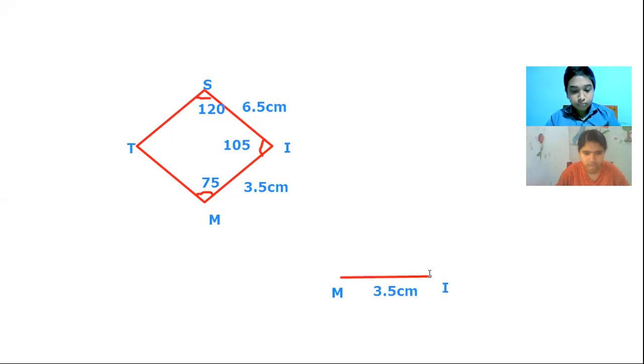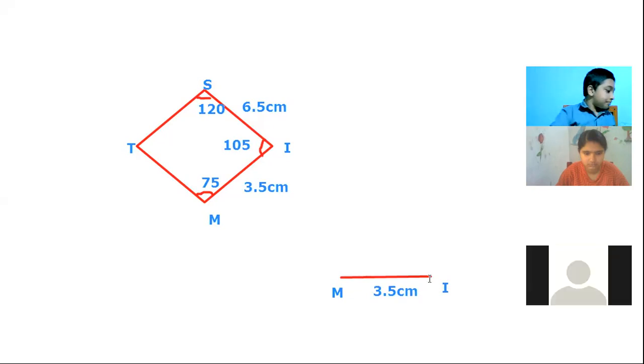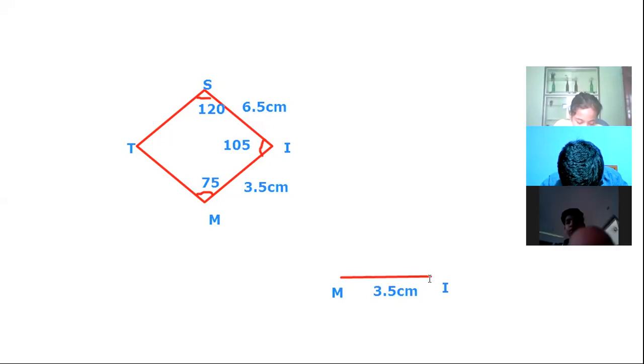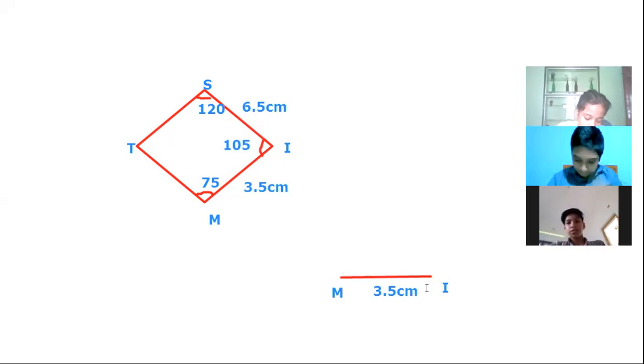Take your protractor. Okay, did you take your protractors? I have no protractor. Okay, you just have to buy them. We need a geometrical box in this chapter.